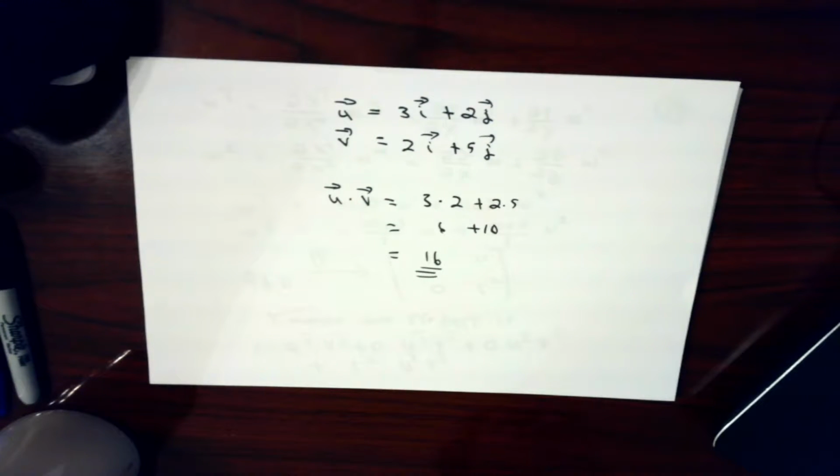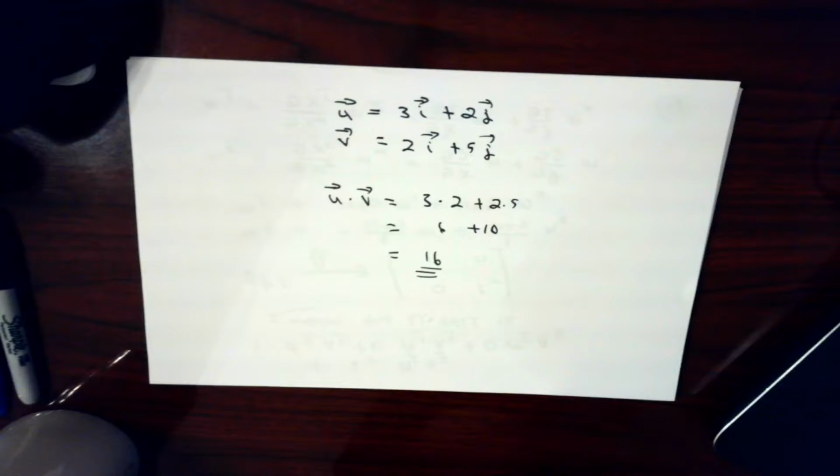This is part 4 of our review of the first semester in tensor calculus. I want to look at an example that's very simple. Firstly, think of two vectors, u and v. u is going to be 3i plus 2j, and v is going to be 2i plus 5j.